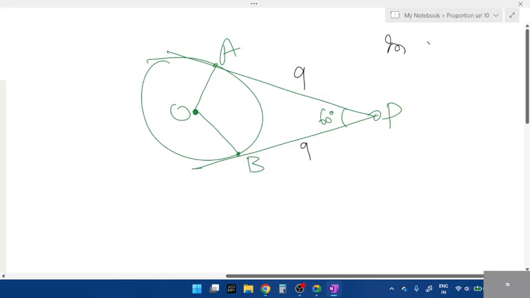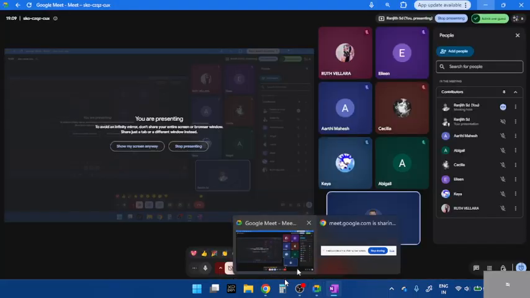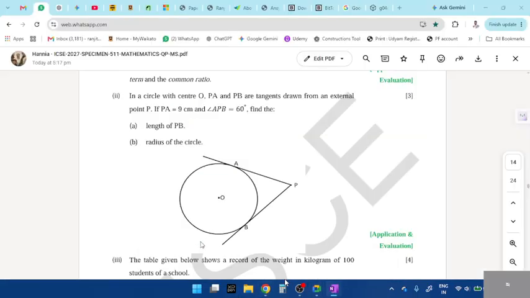So you have to write, in a circle, tangents are equal. Therefore, AP is equal to PB, that is 9 centimeter. Next concept you all have to answer. How do we find it? What have they asked us to find? Find the radius of the circle.